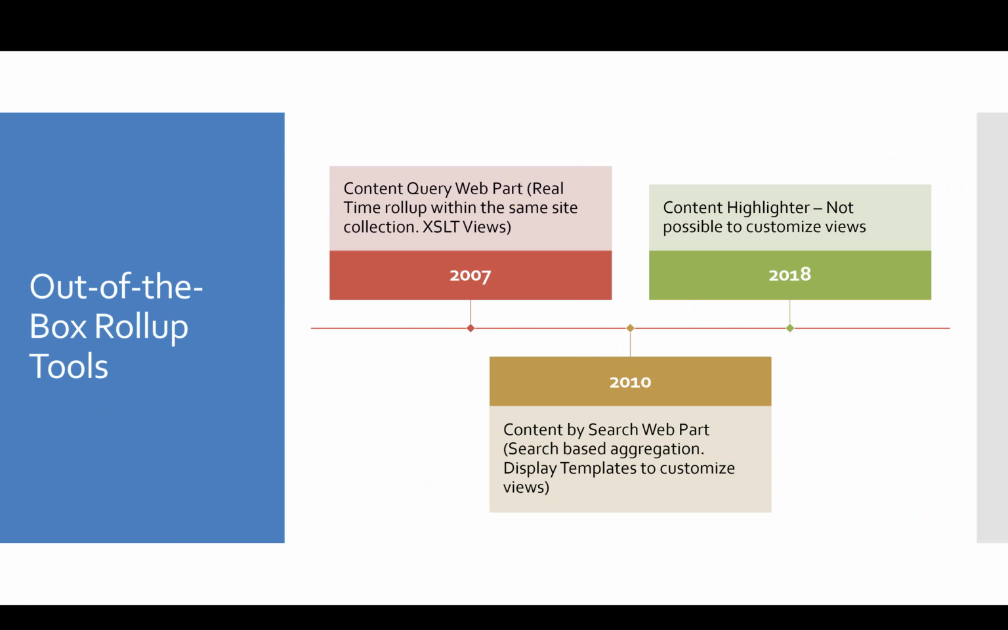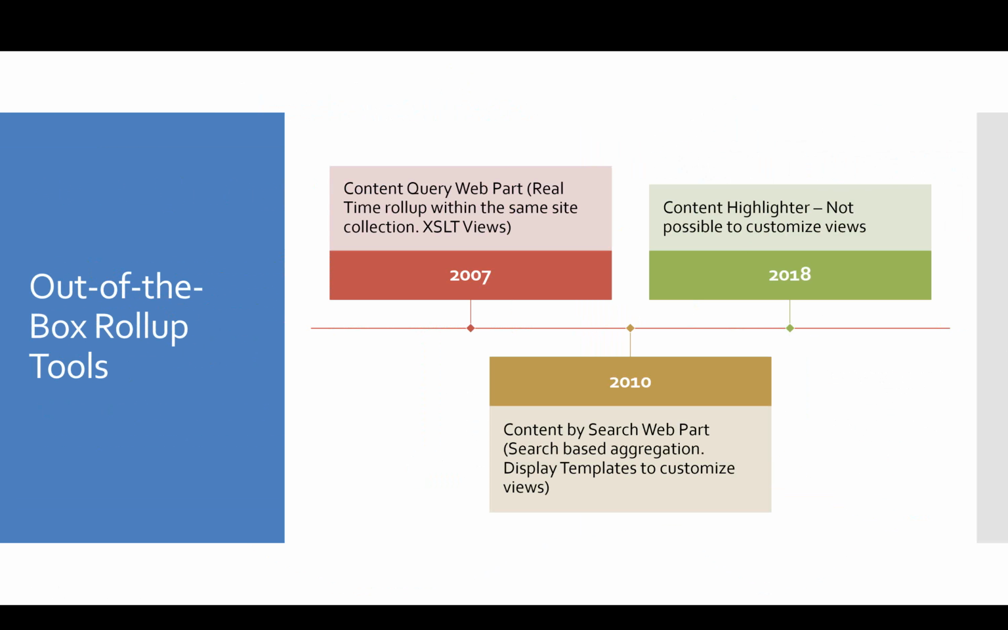So back in 2010, the content by search web part was launched. That used search to aggregate across site collections, and you could build display templates, which was something you could do using SharePoint Designer back then, and that would allow you to display multiple columns, but you had to effectively hard code it. And then in 2018, what we have now is the content highlighter, which can be used in SharePoint Online to aggregate across site collections. It can also be used to aggregate with the new hub sites and associated sites, but it's not possible to customize the views at all.